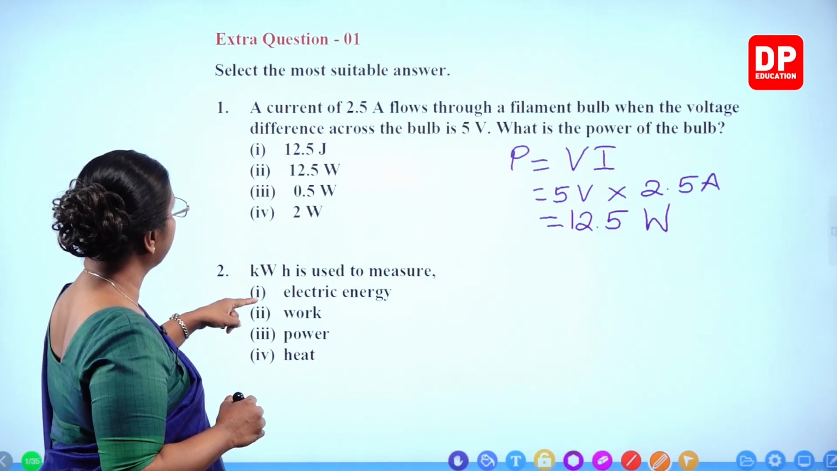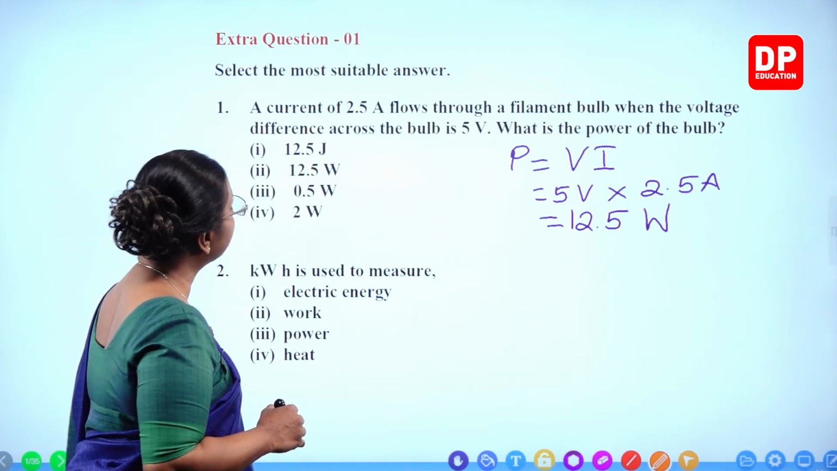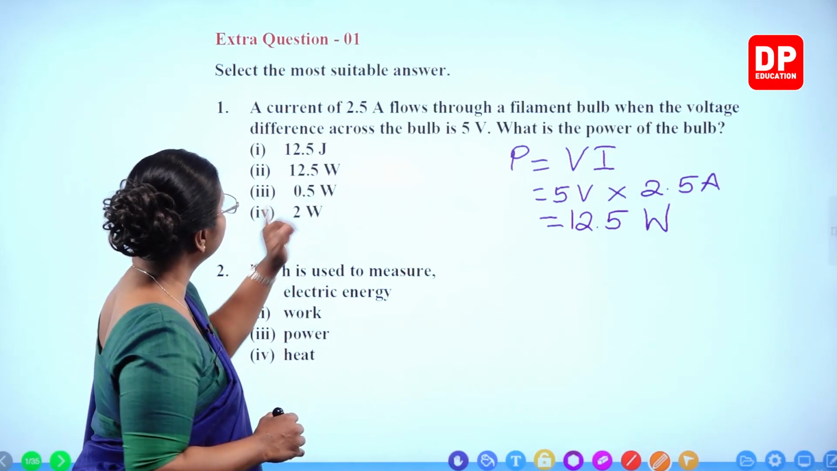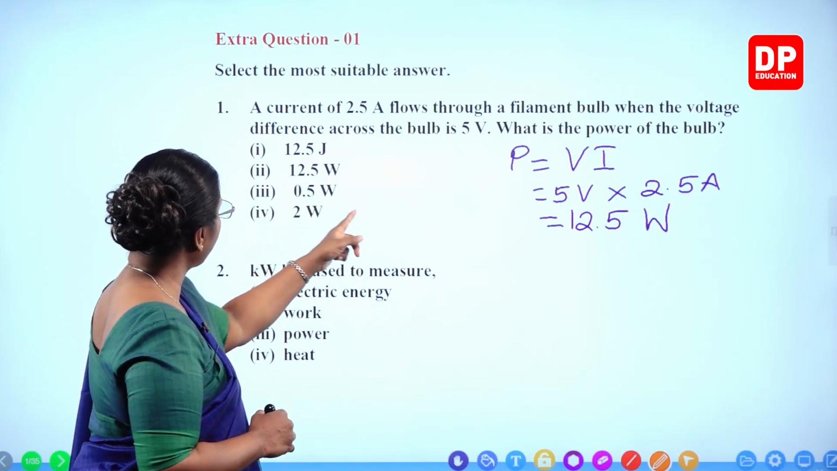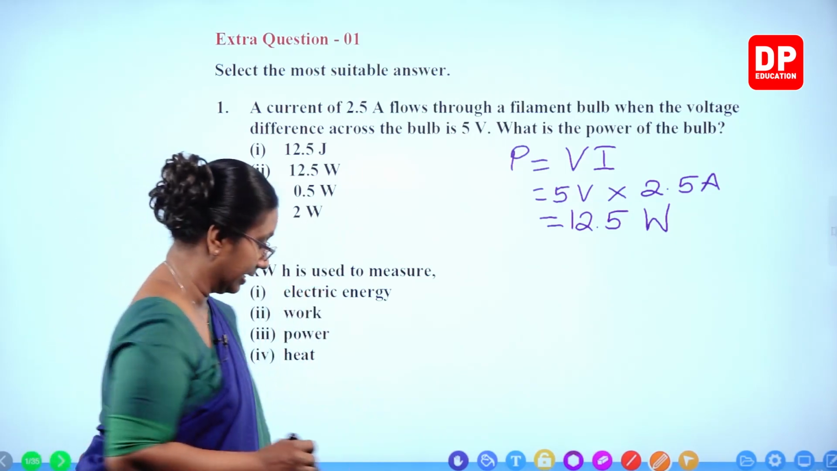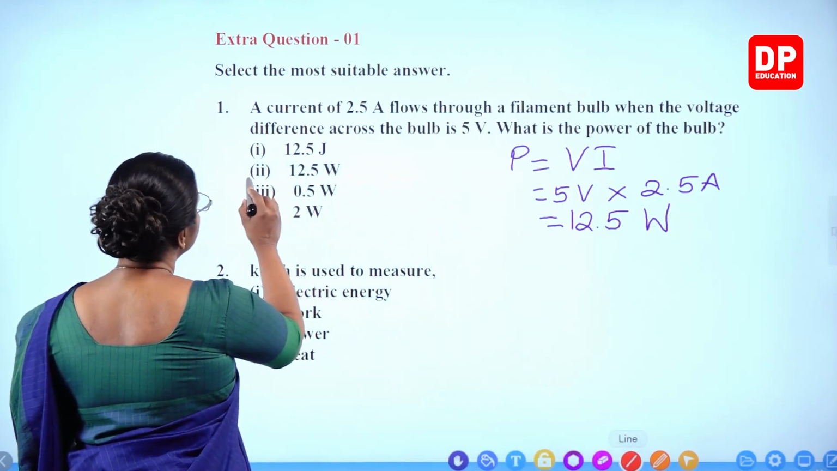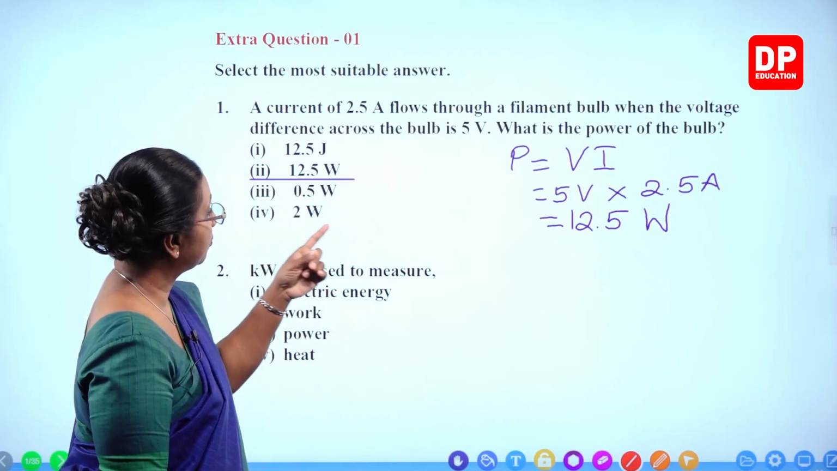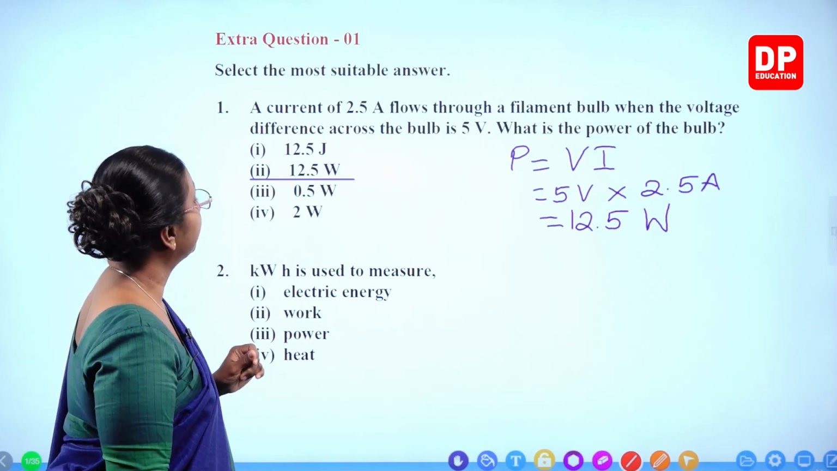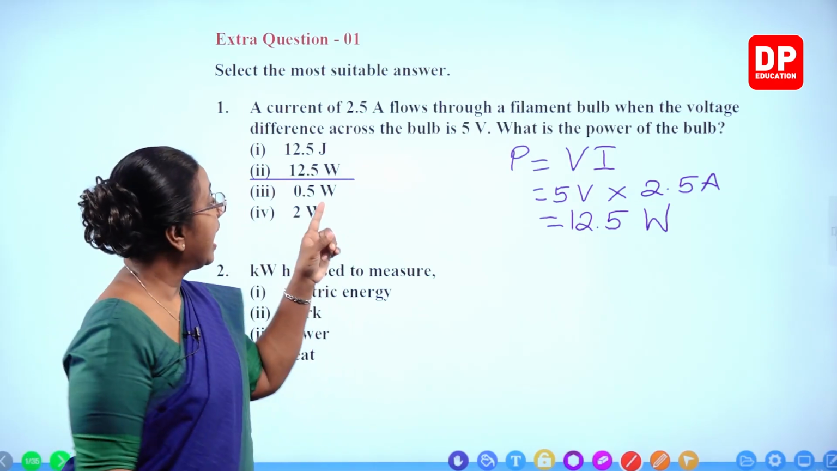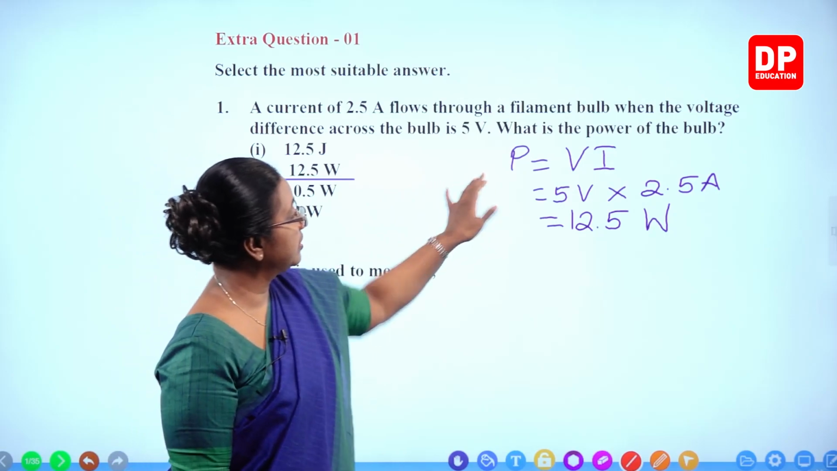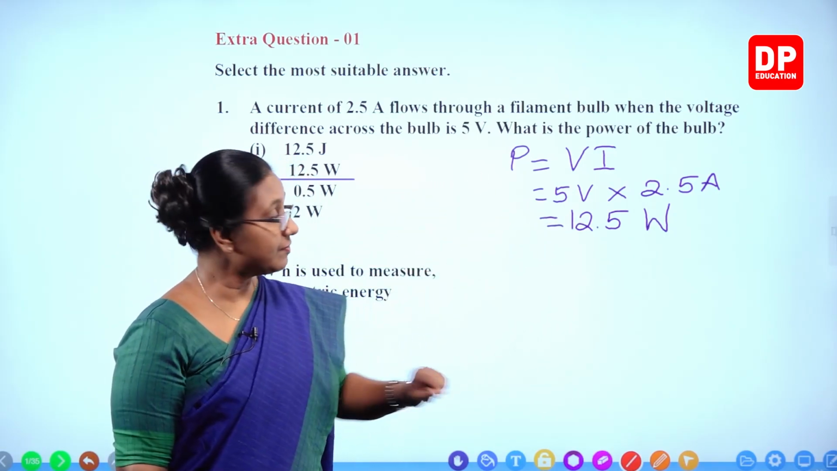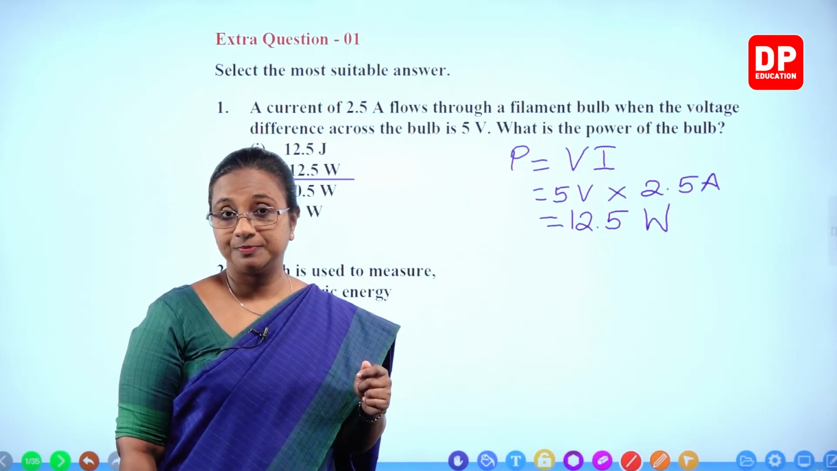If we look at the answers, 12.5 joules is energy. Joules is energy. 12.5 watts is correct. 0.5 watts and 2 watts are incorrect. So the answer is 12.5 watts. A current of 2.5 amperes flows through a filament bulb when the voltage difference across the bulb is 5 volts, and the power of the bulb is found using the equation P equals VI: 5 into 2.5, which is 12.5 watts.